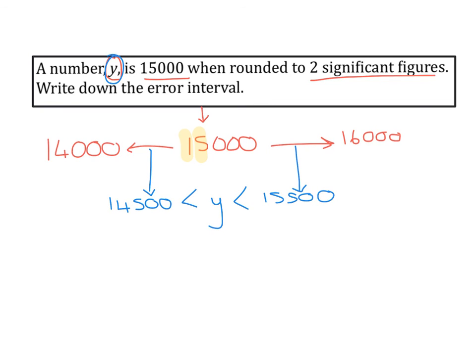We're using y because it told us to in the question. It's between 14,500 and 15,500. It can't be equal to 15,500 because that would round up to 16,000. But it can be equal to 14,500. Again, so that's my error interval. This is the lower bound and this is the upper bound.